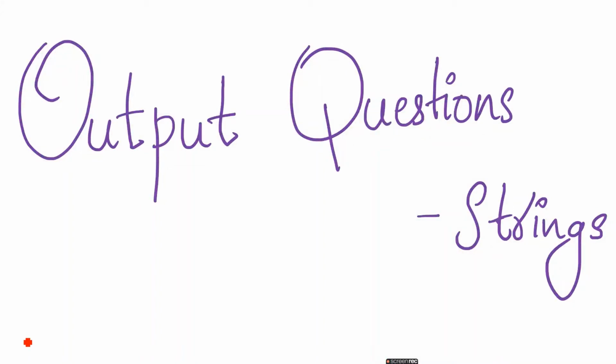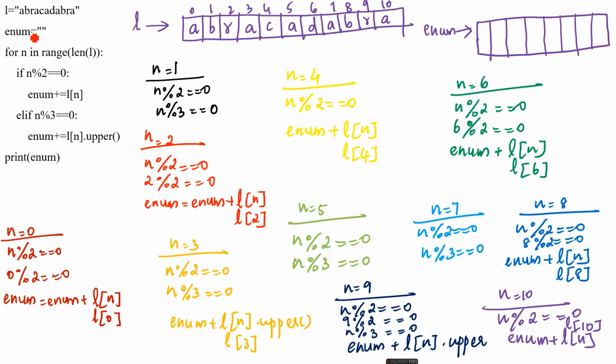Dear students, in this video we are trying some more outputs related to strings. So the question is, L refers to the string A, B, R, A, C, A, D, A, B, R, A. We are representing it inside a box and giving the index values 0, 1, 2, 3, 4, 5, 6, 7, 8, 9, 10. Now enum is an empty string, so it can store some values.